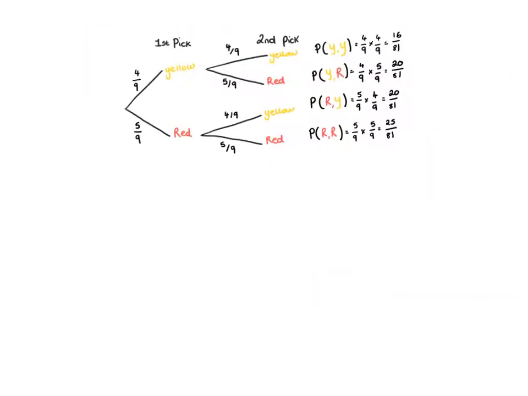So now we've got our probability tree, we can start looking at what sort of questions we might be asked. First of all, we're going to look at the probability of getting 2 of the same colour. So you can either get yellow and yellow or red and red.